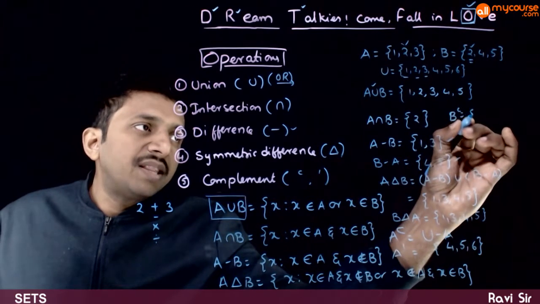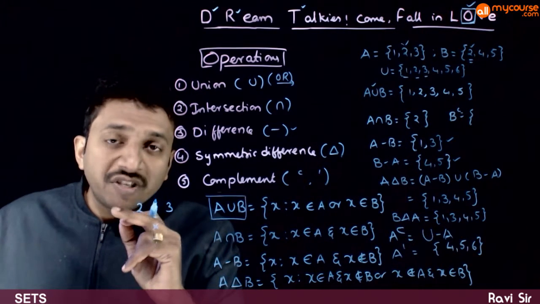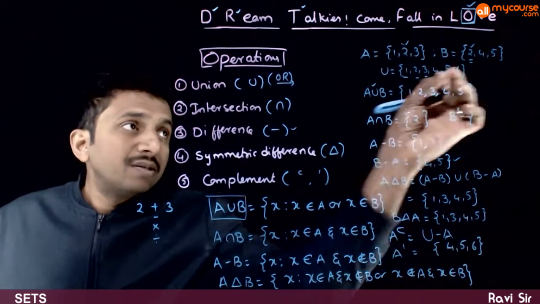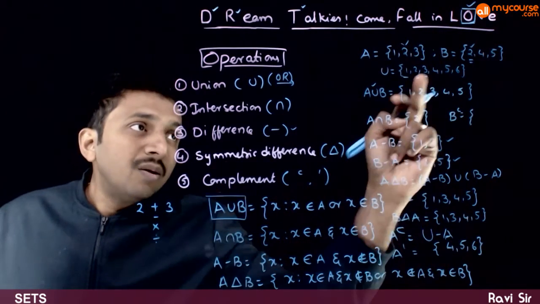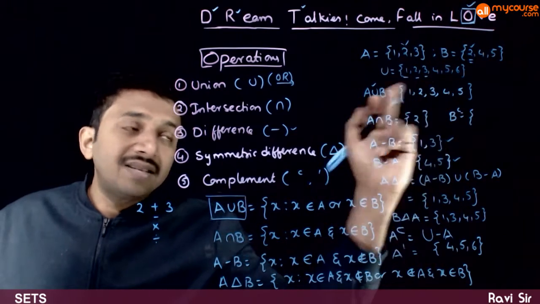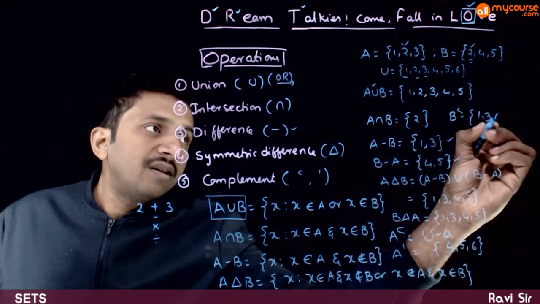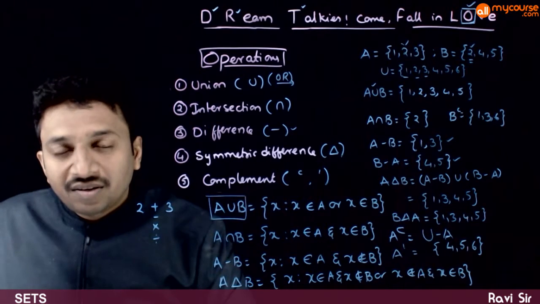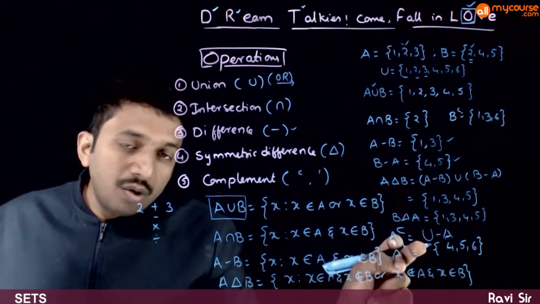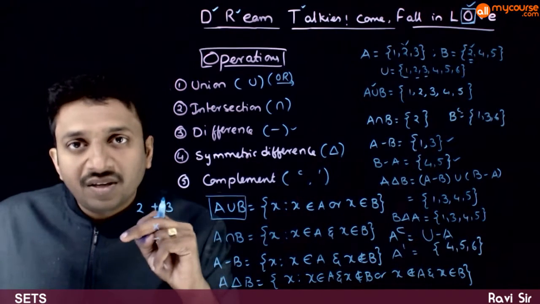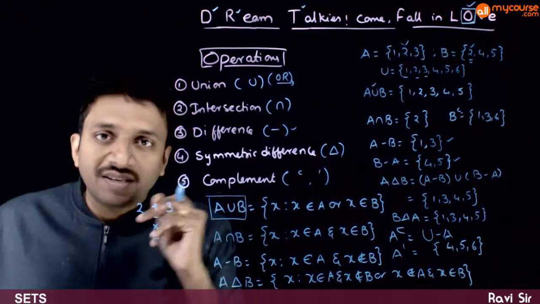B complement is nothing but the set of those elements which do not belong to B. So B has 2, 4, 5. What are the elements which do not belong to B? 1, 3 and 6. So that will be the B complement. Mathematically, what is B complement? B complement is universal set minus B. A complement is universal set minus A.